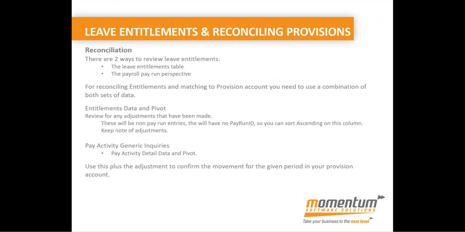There's just some more information here about things that could be happening. And here's our data pivot that I spoke about. Also, if you're looking at values in the general ledger, you can also use your generic inquiry, pay activity generic inquiry, which we've looked at already.